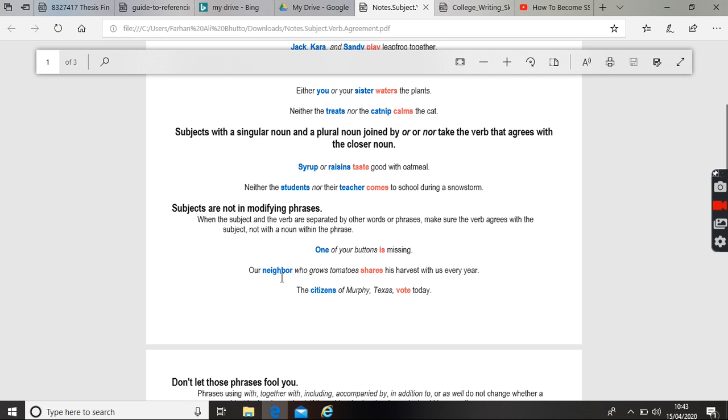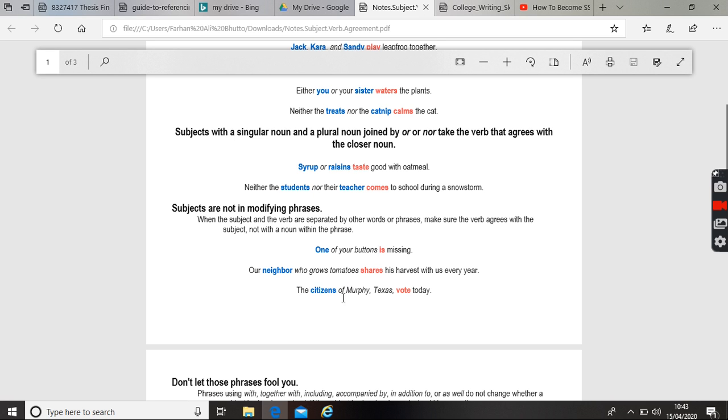Our neighbor who grows tomatoes shares his harvest with us every year. Now again, our subject is not tomatoes. Our subject is our neighbor. Which neighbor? Who grows tomatoes. So you can simply ignore this additional phrase. So our neighbor shares his harvest with us every year. So singular subject and singular verb.